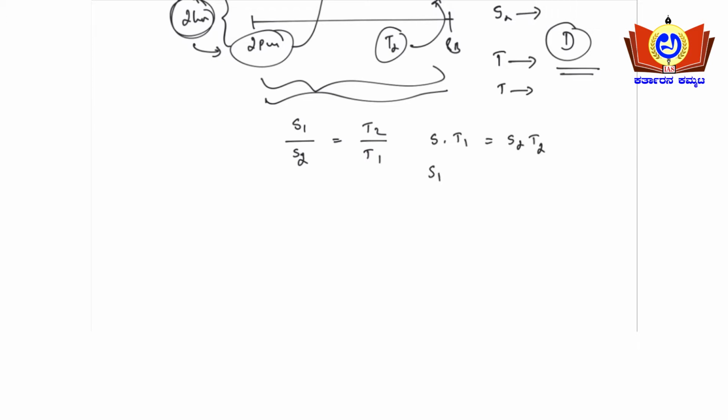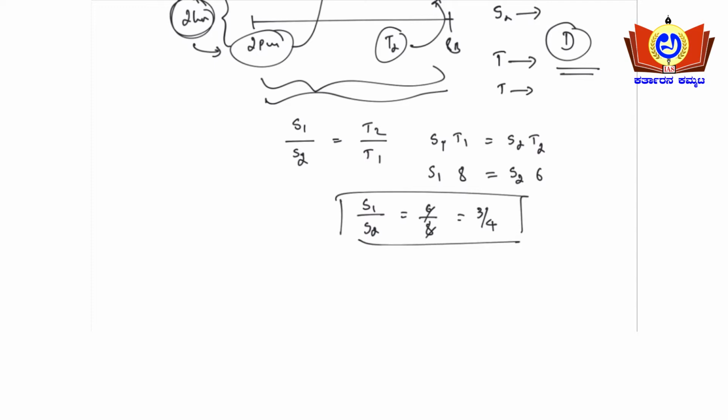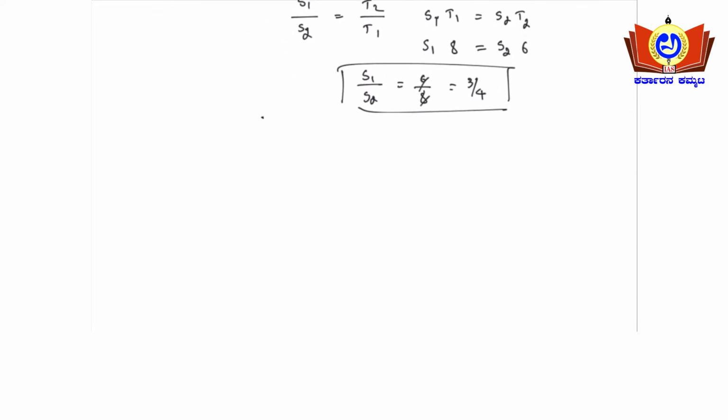So I'll be substituting here. Speed we don't know. T1, the time taken by train 1, is 8 hours. Speed 2 we also don't know, and the time taken by the second train is 6 hours. So the ratio S1 by S2 is 6 by 8, which equals 3 by 4. See, this is the ratio I have got here. The speed ratio of train 1 to train 2 is 3 upon 4.